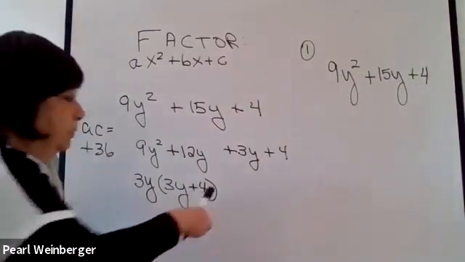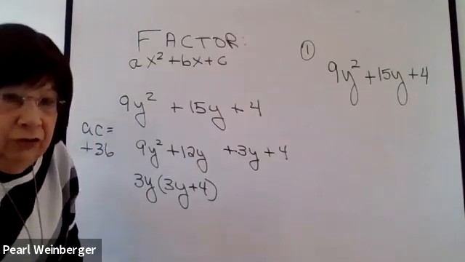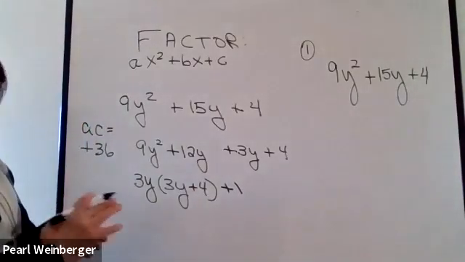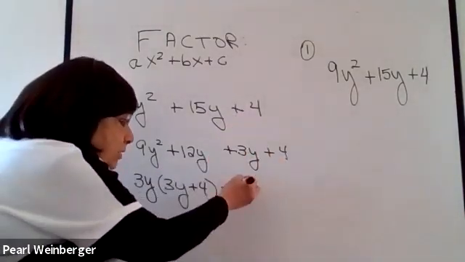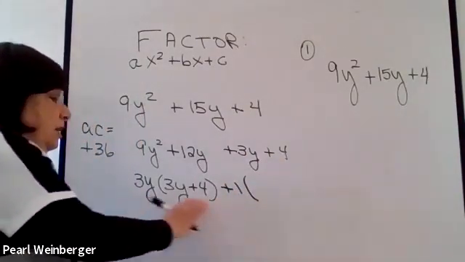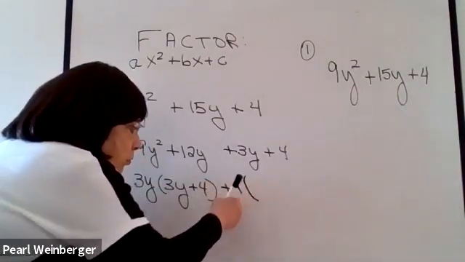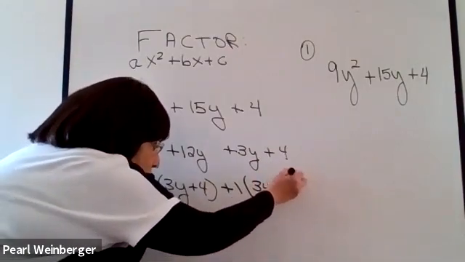What about my second group, the 3y plus 4? Do you see any common factor there? No. So what do we say when there's no common factor? Always put a 1. 1 is a common factor of everything. So if you can't think of any common factor, put down a 1, because in front of each of these parentheses, you must have a number. So 1 into 3y stays 3y. 1 into 4 stays 4.